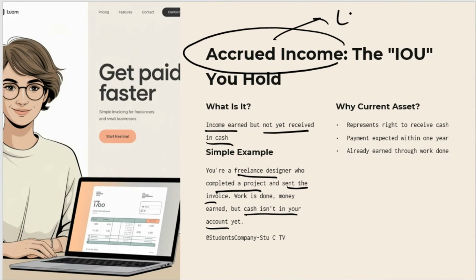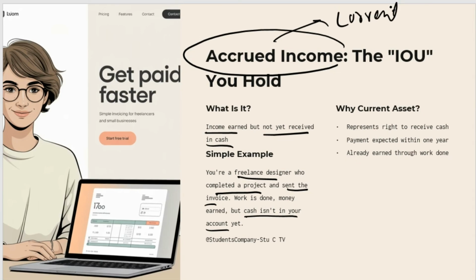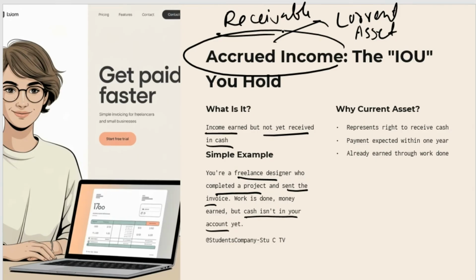As per the checklist we just decided, is it a right for the company? Yes, for this person it is a right to get that income in future. So it will be a receivable, it is a right. So as per that checklist, it is a current asset. It represents the right to receive cash and it is expected within 1 year. Already the work has been completed.